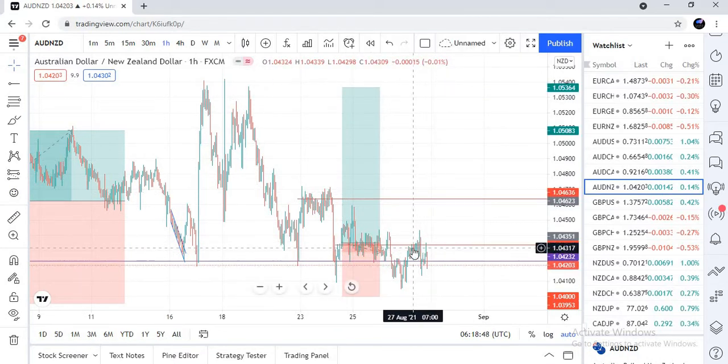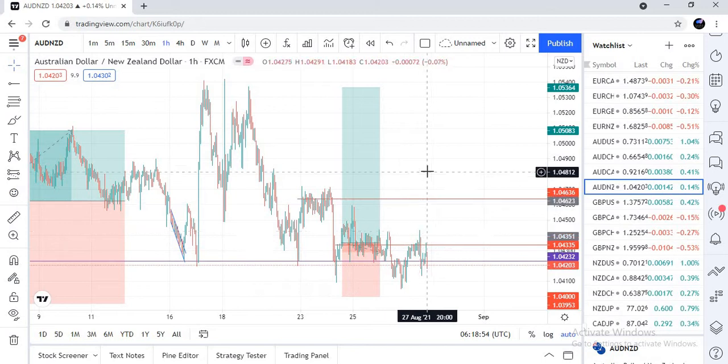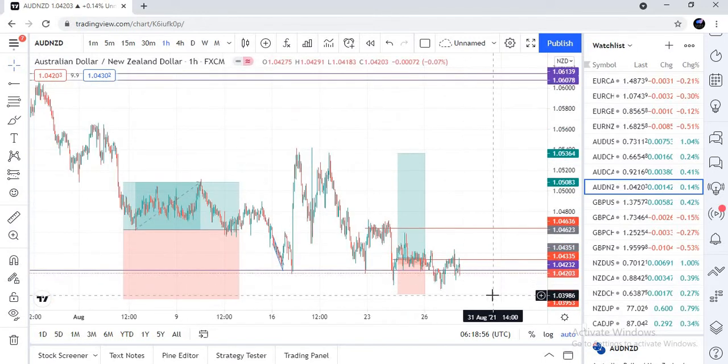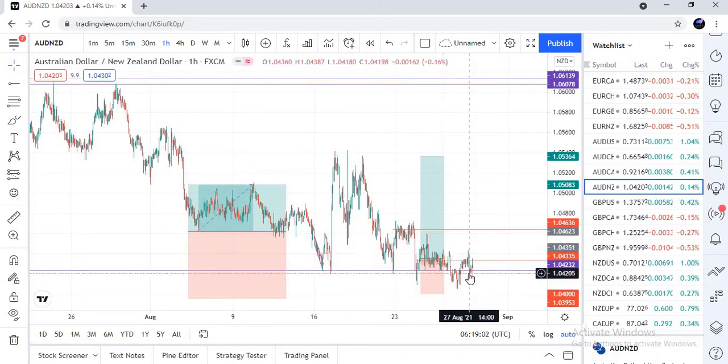So we'll just be looking at how the AUD to the NZD is going to be moving for this week. But if it takes out our stop loss, we might just leave this trade. And one thing about the AUD NZD is that we need to have a lot of patience.